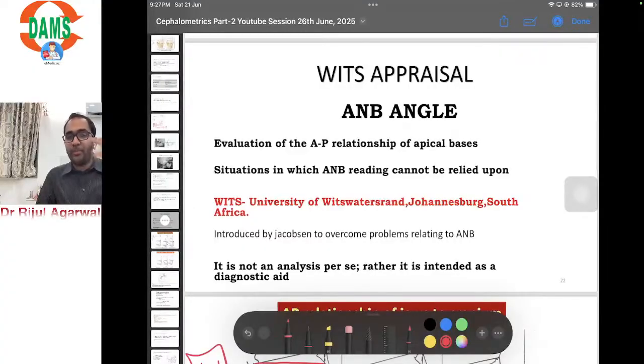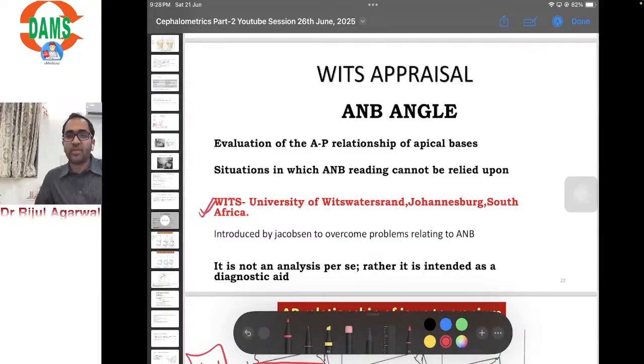So this appraisal came for situations in which the A and B reading cannot be relied upon because of the improper anteroposterior relationship of the apical bases, or you can say improper orientation of the SN plane as well. So what does WITS stand for? WITS is not the name of the person who gave this appraisal. It stands for University of Witwatersrand. It is located in Johannesburg, South Africa. Everything which is in red is very, very important for your exam because it has come n number of times.